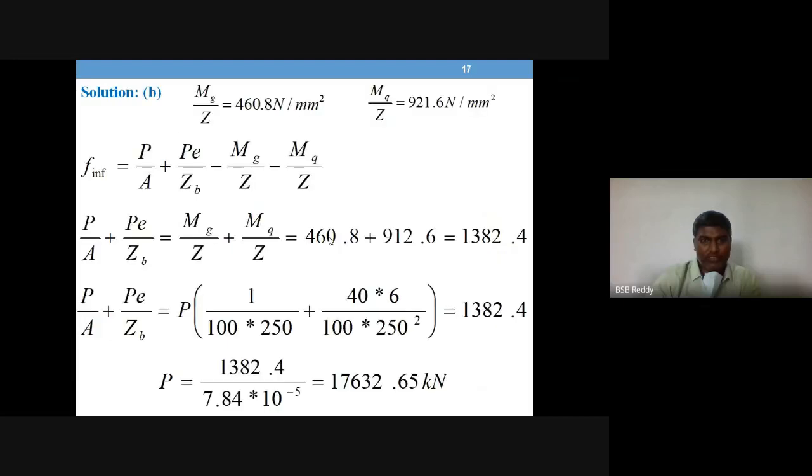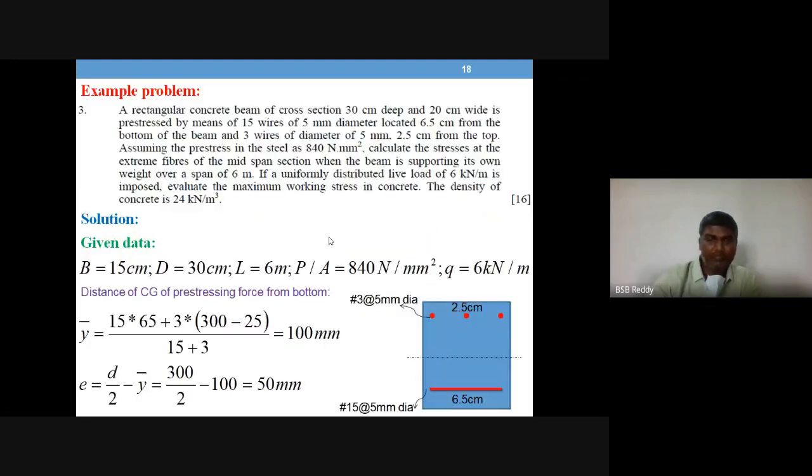This session, we will take up one more example, which is also from the previous JNTUK papers. Right, let us see the example.